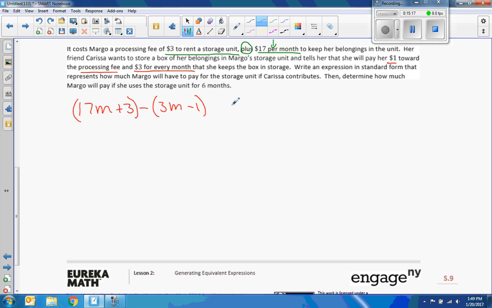Okay? So now we're going to subtract by adding opposites. So it's going to be 17m plus 3 plus a negative 3m plus a negative 1, which is just plus 1. Okay? Combine like terms. I'm going to rearrange it first, so I put the m's together. Here's the m, move that over here, move this 3 over here, 3 plus 1. And then I'm going to combine like terms. 17m minus 3m is 14m plus 3 plus 1 is 4.